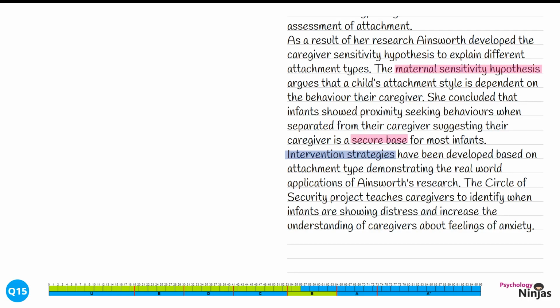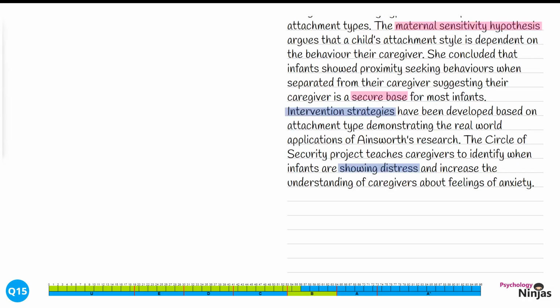The Circle of Security project teaches caregivers to identify when infants are showing distress and increase the understanding of caregivers' feelings of anxiety. Whichever example you select, it's important here that we explain the purpose of it. And here we've said that we're teaching the caregivers to understand signs of distress. Our elaboration is going to explain the impact of our example.